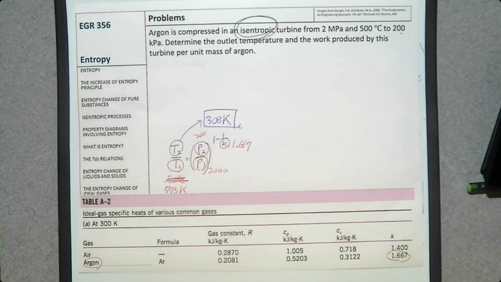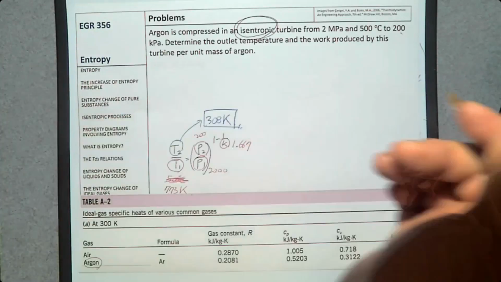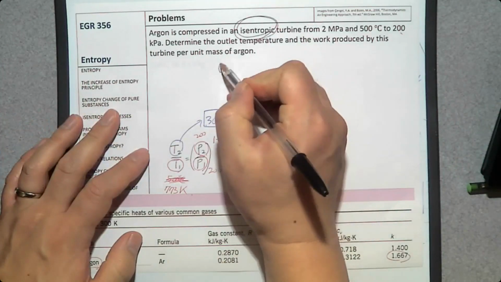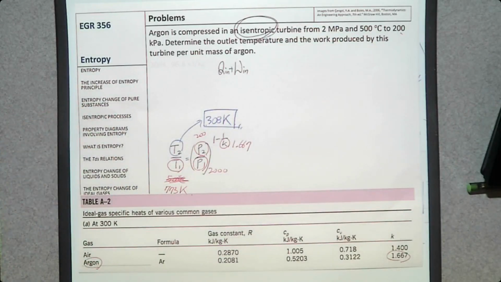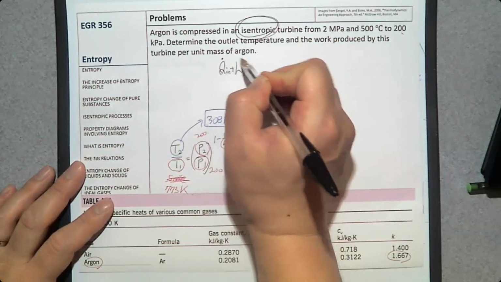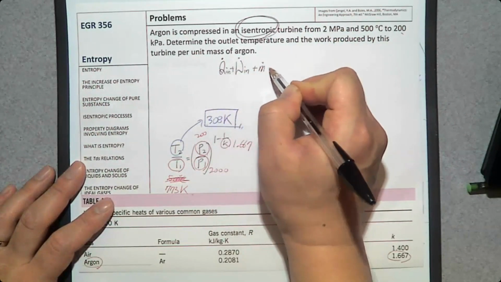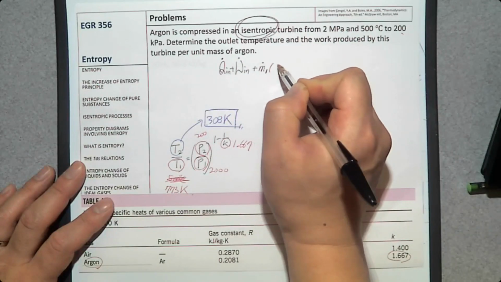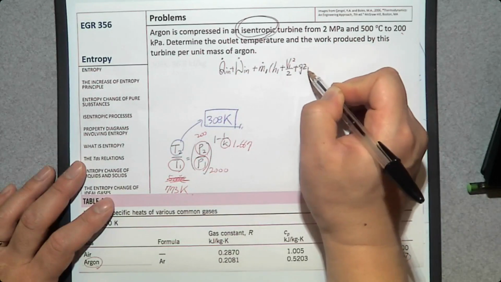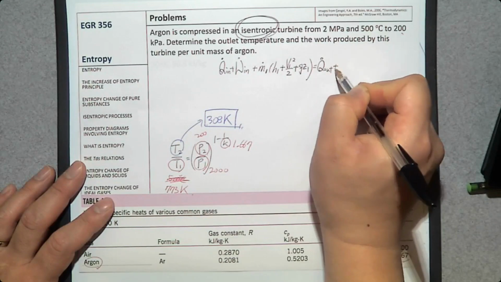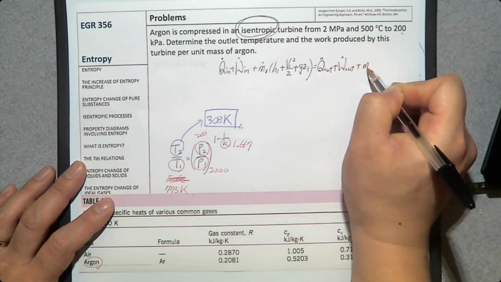What is the work produced by this turbine? How do we determine it? By using the energy balance equation. What is the energy balance equation? Q in plus W in. By the way, this is a steady state open system. So you can say Q dot in plus W dot in plus m dot at the inlet, which I'm going to call number one, with enthalpy, kinetic energy, and potential energy, equals Q dot out plus W dot out plus m dot at the exit.